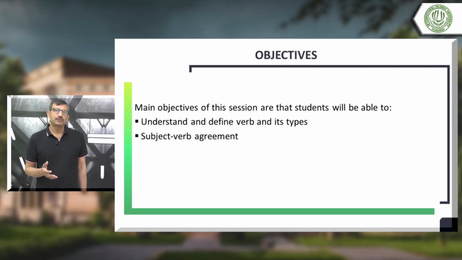Let's start with the fourth part of speech, verb. The main objective of this session is that students will be able to understand and define verbs and their types. Another objective is that students will also learn how to use subject-verb agreement.